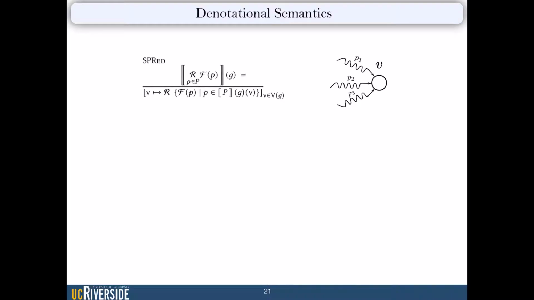As for the semantics of the Grafs input language, here I present one of the rules. You can find a complete list of the rules in the paper. The rule SP-read defines the denotational semantics of a path-based reduction. At each vertex V, this rule applies the path function to each path to V, and applies the reduction function R to the resulting values.